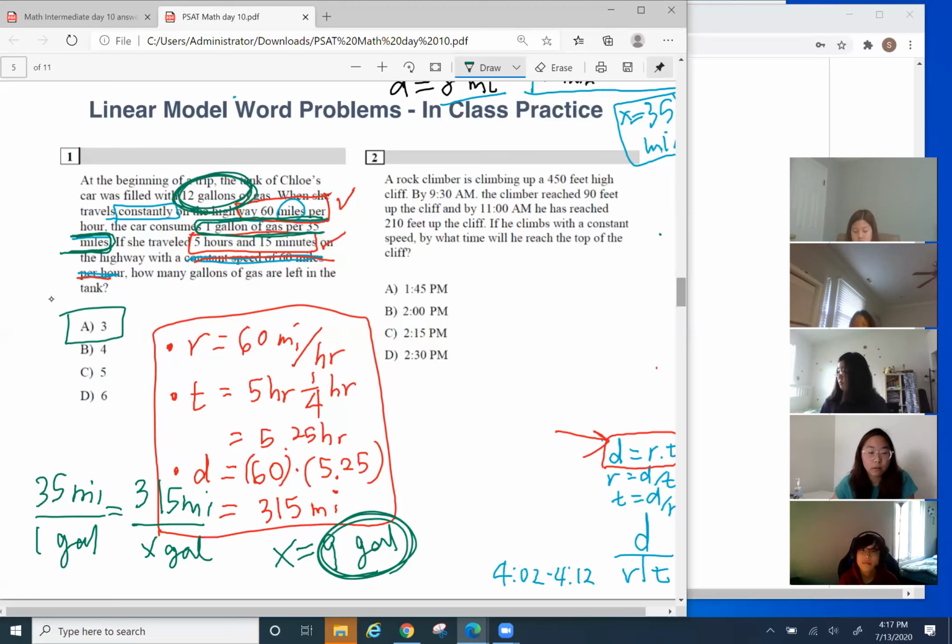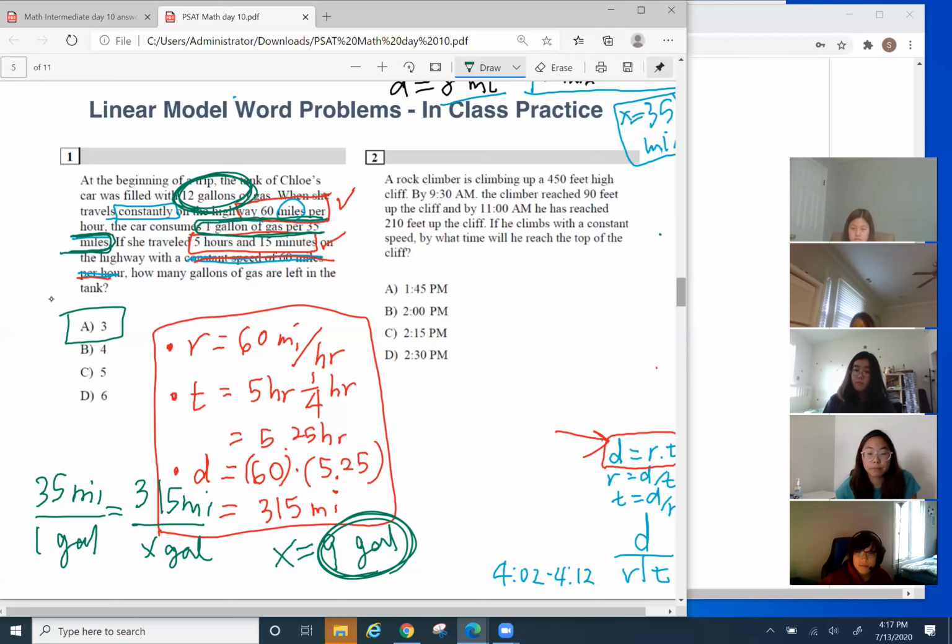Is this hard? Of course it is. How many still understand how to do this one? After I explain it, how many of you understand this? I got the right answer. Uh-huh. And kind of understand. Okay.